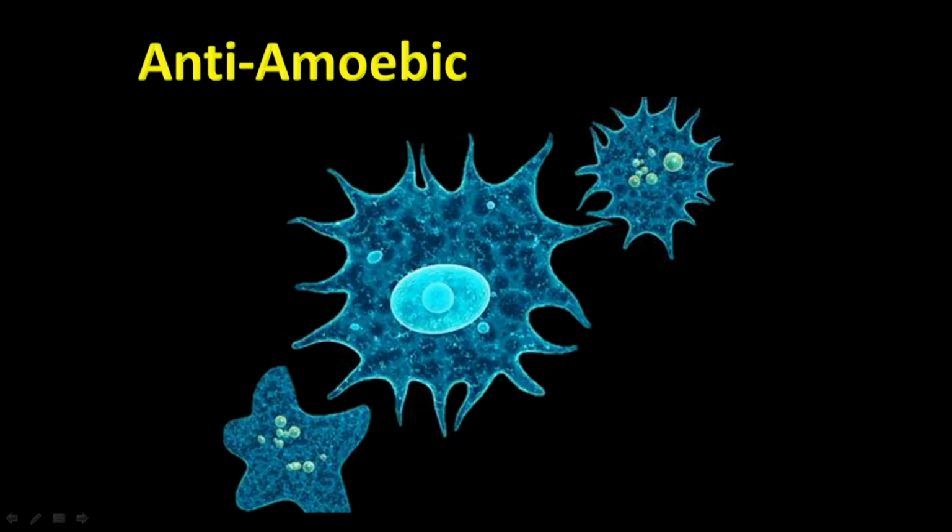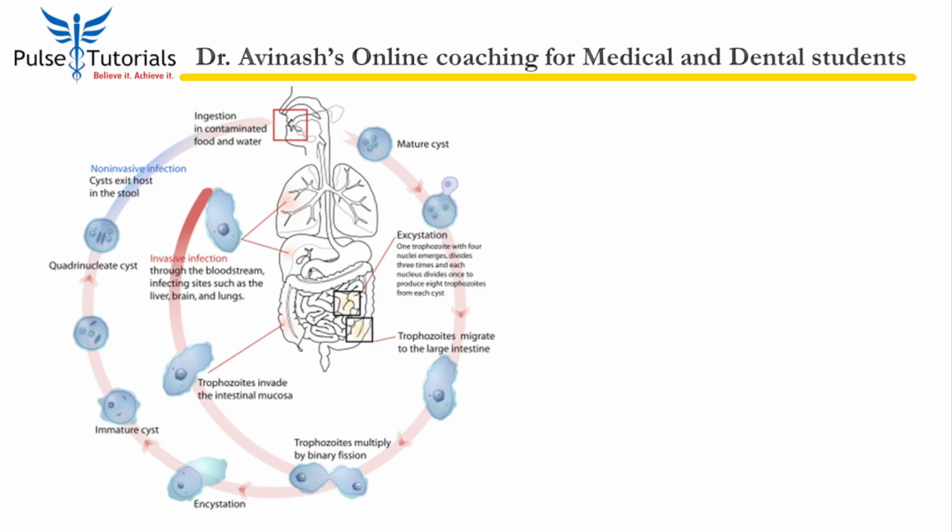Let's talk about some anti-amoebic drugs. Now, before we go to anti-amoebic drugs, let us at least have a look at the life cycle of Entamoeba histolytica, because this is important even from your microbiome perspective. The organism comes through contaminated water or food. That's how this Entamoeba enters into the patient's body.